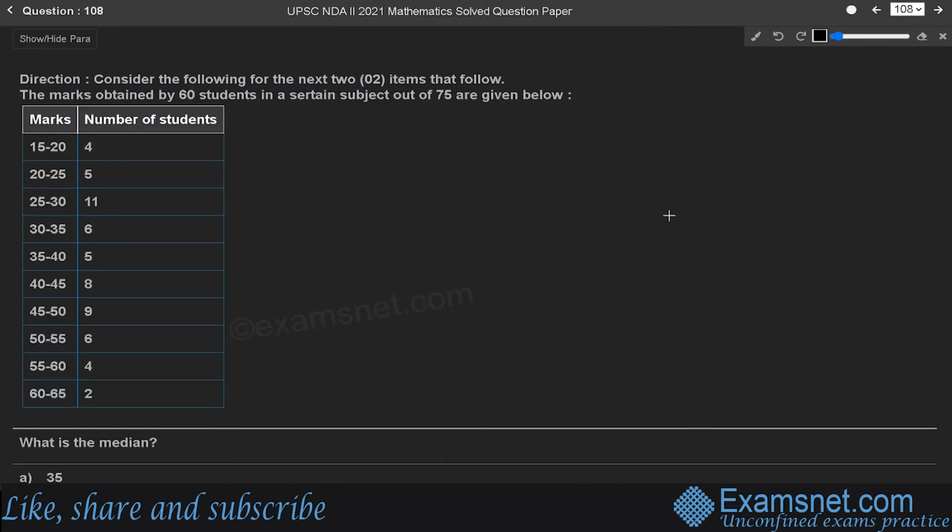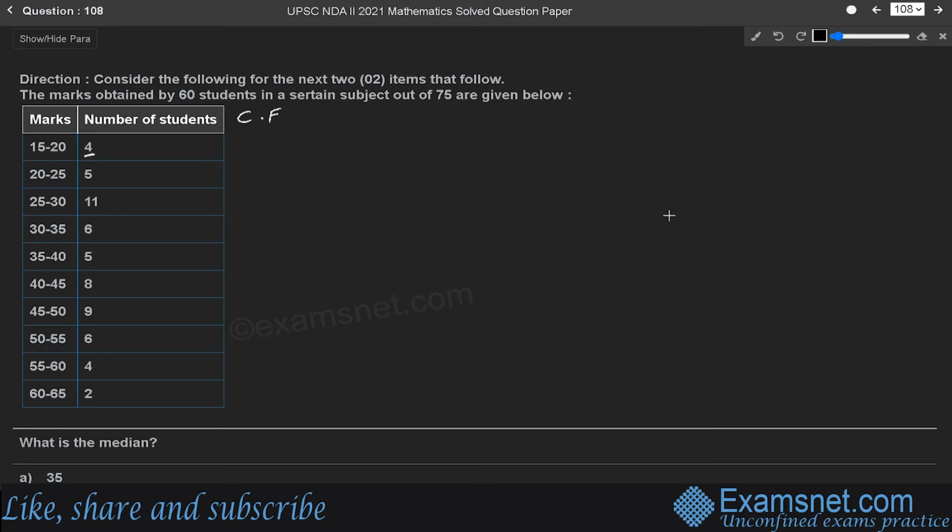Next question is from statistics. The marks obtained by 60 students in a certain subject out of 75 are given below. There is a table which consists of marks and the number of students, and we have to find the median. For finding the median, the first thing that we have to calculate is the cumulative frequency. So let us calculate the cumulative frequency.